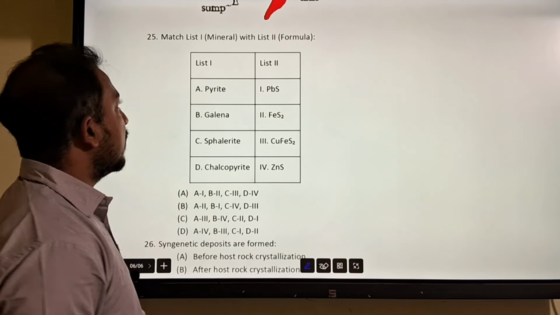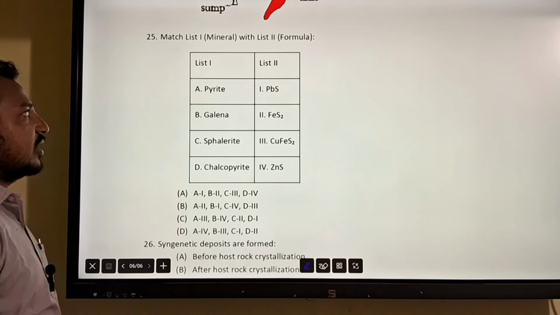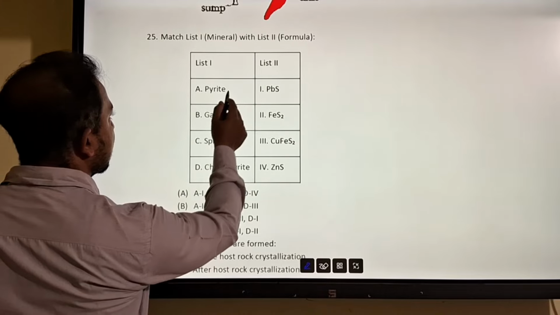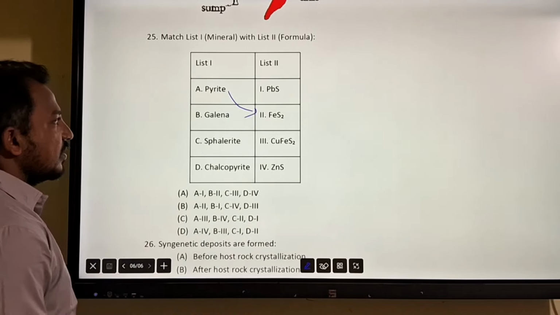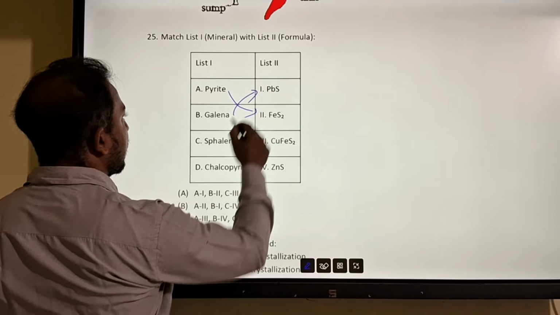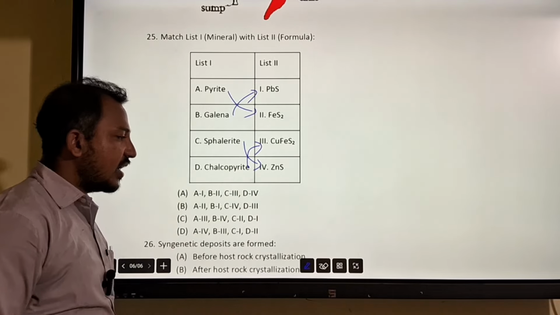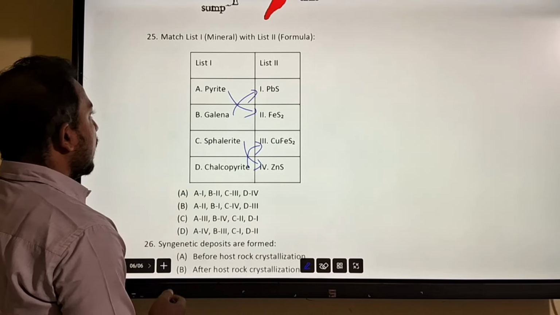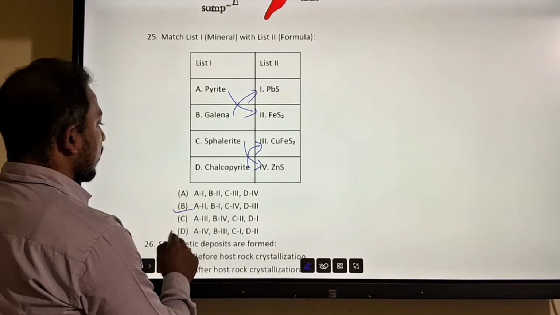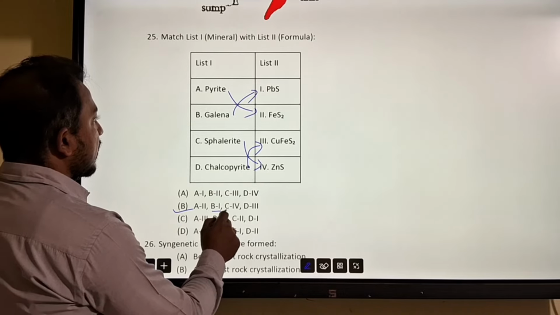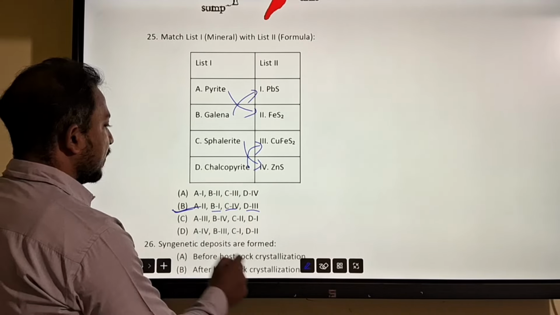So next question, your table match. We have different ore types and their composition. Pyrite is ore of iron, FeS2. Then galena is ore of lead, PbS. Sphalerite is ore of zinc, ZnS, and chalcopyrite is ore of copper and iron. So the answer will be A2. There is only one option with A2, B1, C4, D3. Option B will be correct.